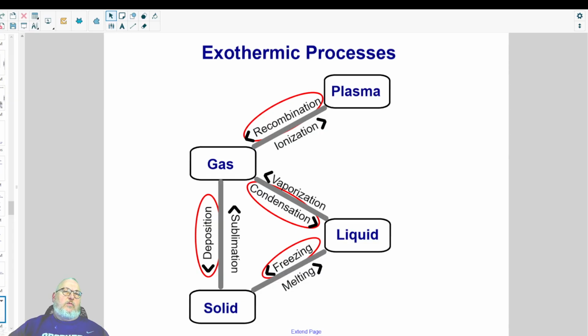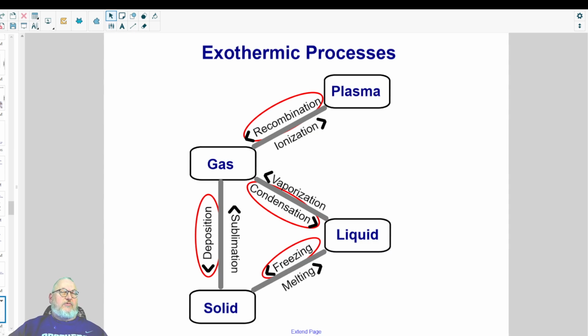All right. When we go from a solid to a liquid, we melt. We go from a liquid to a solid, then we freeze. Right. We go from a liquid to a gas, we vaporize. When we go from a gas to a liquid, we condense. And we're not going to talk too much about plasma, right?